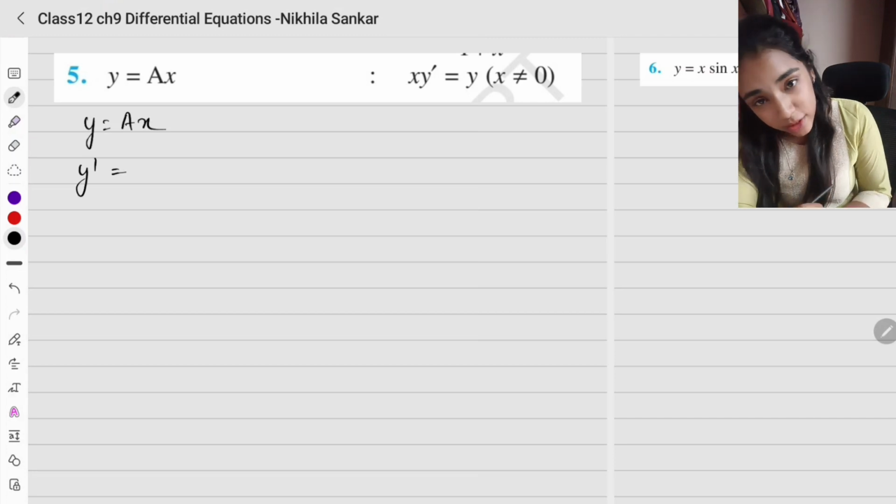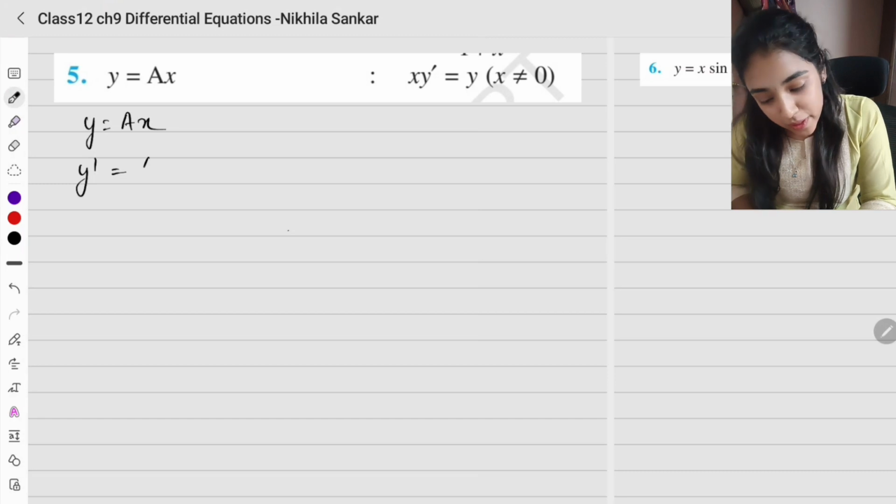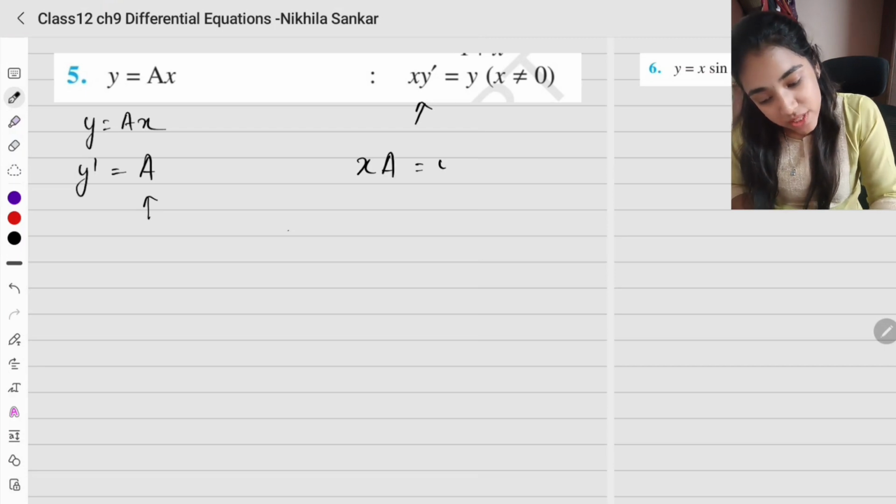Y dash panna enna artham? A is a constant and x is the variable. So with respect to x panna, constant remains. Okay, in that if I substitute panna enna agum, I have x times what is my y dash? It is going to be a, which is equal to y.